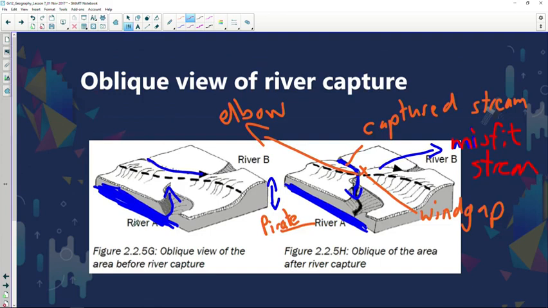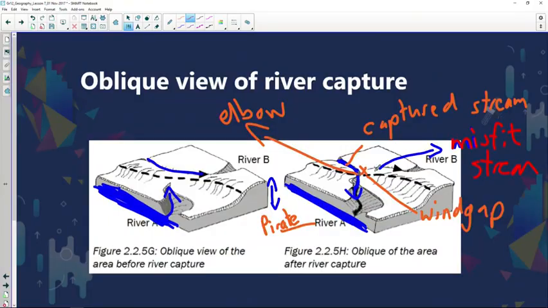Okay, now let's just quickly go over this process again. River A has got a greater volume of water because it's been rejuvenated. It had a lower altitude. Backwards erosion taking place, headward erosion taking place. It starts to erode right through the watershed. It cuts through to River B that's got less volume of water. River B is higher than River A. So obviously, because of altitude, because of gradient, because of Newton, the water is going to flow into River A.